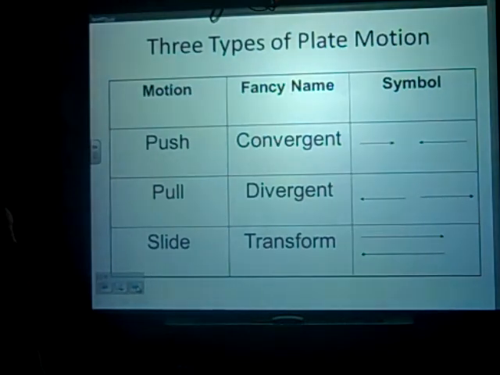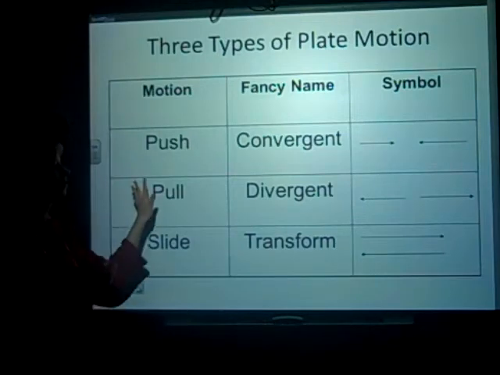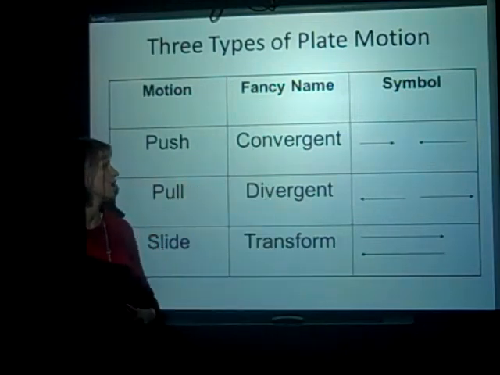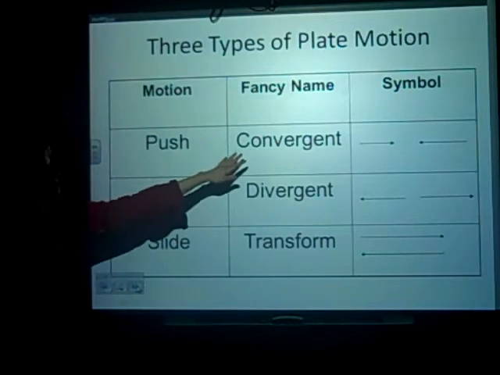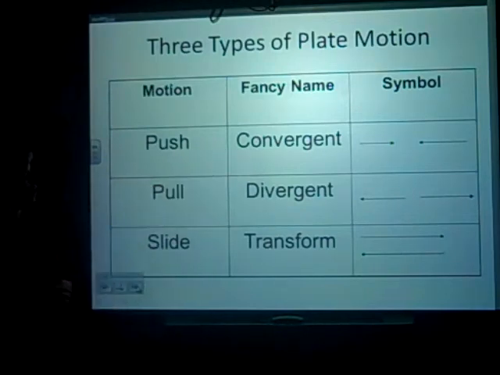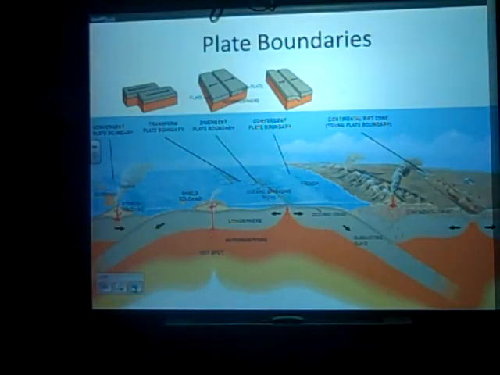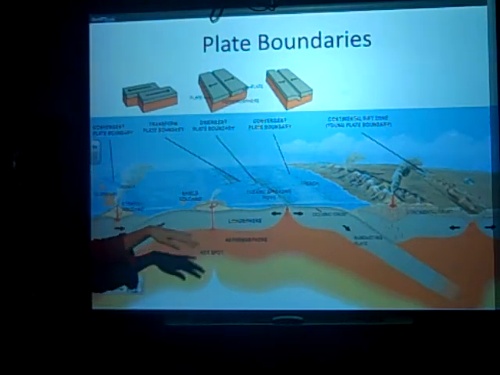Okay, speaking of plate boundaries, here are the motions that you can have. Push, pull, or slide. But as you look at this, as we've gone through the unit, we've added fancier vocabulary. A push boundary is convergent, a pull is divergent, and slide we call transform. So looking at this diagram, it's showing the slide, the pull, and the push, and showing some results of all of them.